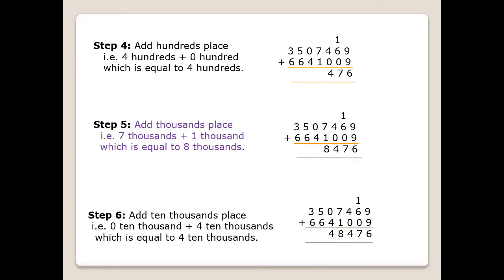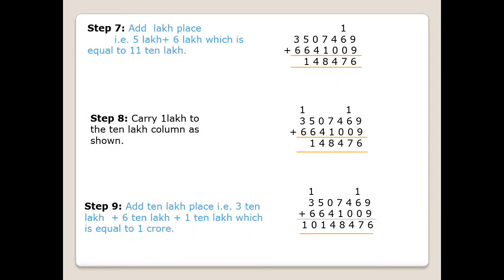Now move towards the sixth step. Add 10,000s place. In 10,000s place, we have 0 10,000s and 4 10,000s. When we add both the numbers, we get 4 10,000s. So now we have added up to 10,000s place. Now step 7. Add lakh place. In lakhs place, we have 5 lakh plus 6 lakh, which is equal to 11 lakhs. Again we have to take carry, so carry 1 lakh to the 10 lakh column as shown.